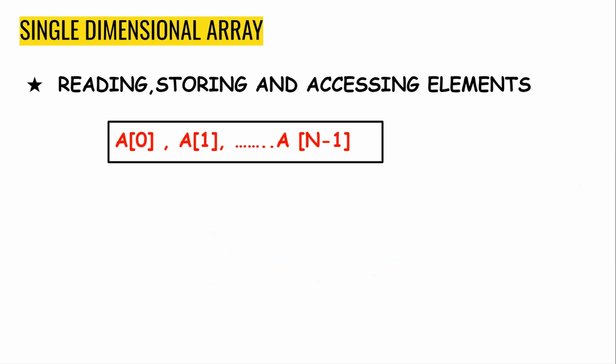The elements of a single dimensional array can be accessed by using a subscript operator, that is a square bracket and a subscript. Say for example, a of 0, a of 1 up to a of n minus 1. The array subscript starts from 0 and goes up to n minus 1, where n is the size of the array. When you want to store more values in an array, we can use an iteration statement for storing and displaying the elements from a single dimensional array.